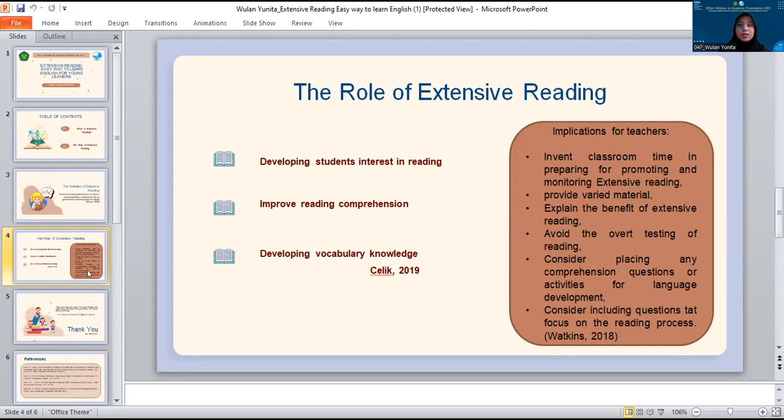And the last one is consider including questions focused on the reading process as well as comprehension. For example, did you enjoy the story? Did you find it easy to read? Next slide, please.